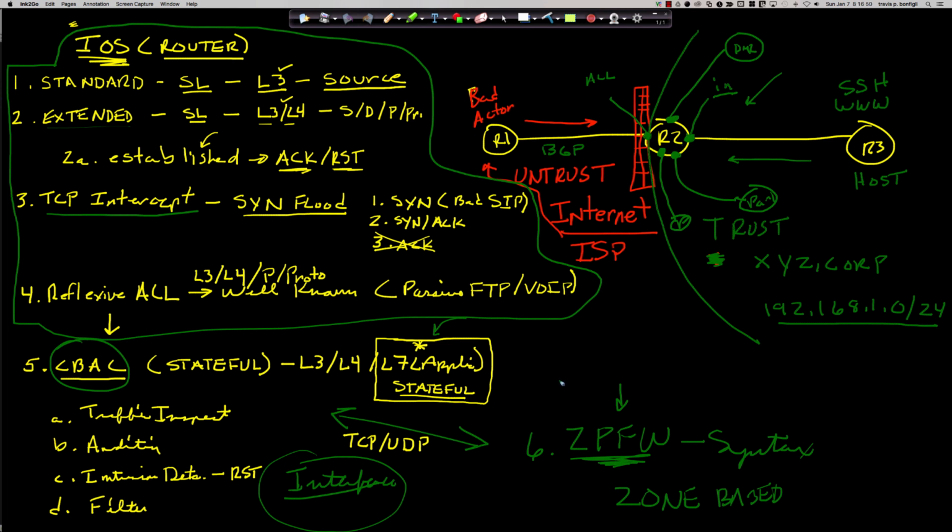But in that Siberia example that I gave you, how easy is it to set this up? CBAC is a piece of cake to configure. You saw we get auditing information, we get alerting information, and it's very quick and simple, and it includes TCP intercept. But we're now going to transition our conversation to zone-based policy firewall.